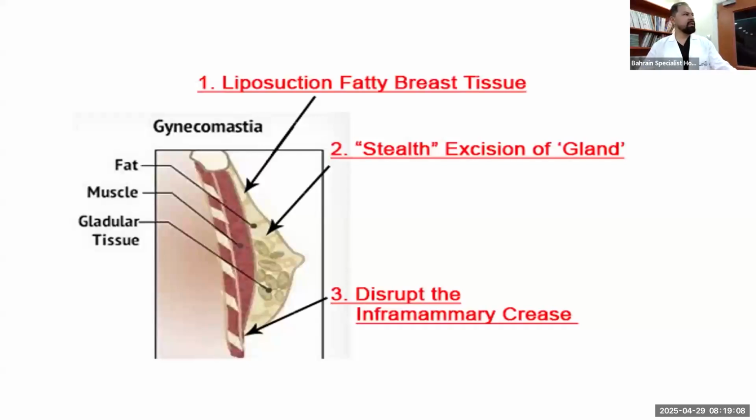So in case of gynecomastia, liposuction we use for two purposes. One is to remove all the fat, and the second one is to disrupt the inframammary crease. If we don't disrupt the inframammary crease, the transition will not be smooth, and it will obviously appear as a stepladder pattern. So we need to disrupt the inframammary crease so that the transition will be smooth and the overlying skin will be covering the entire chest in a smooth way.